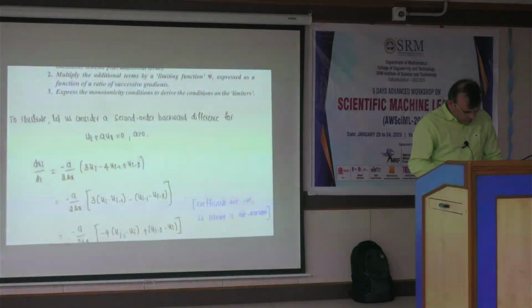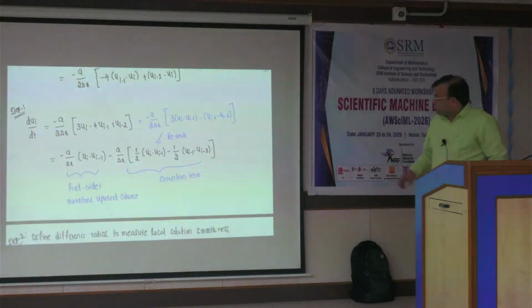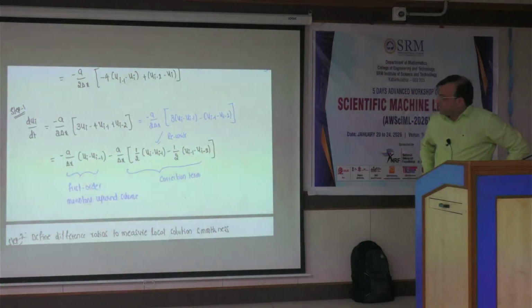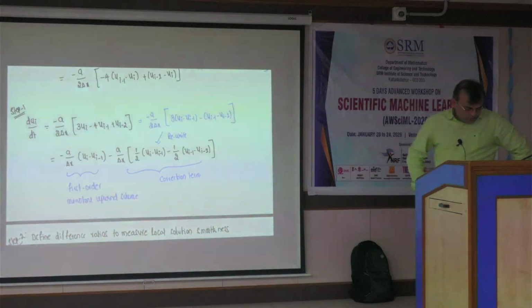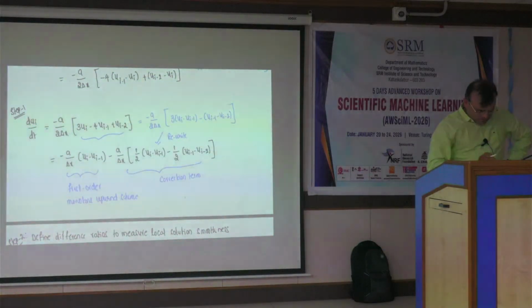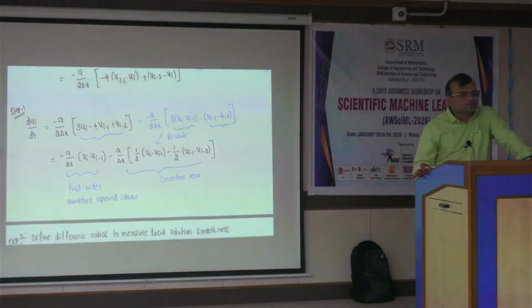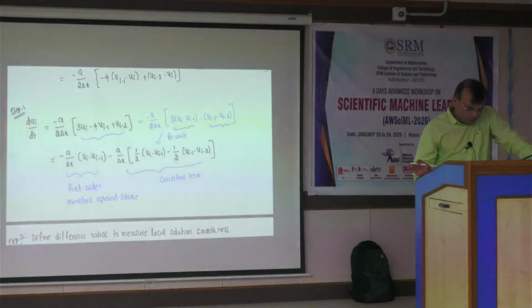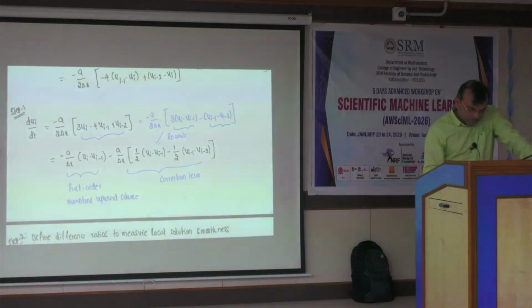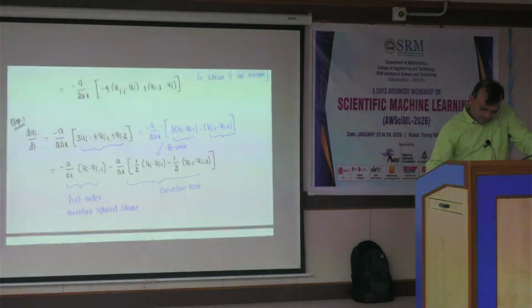Okay, so simplest case, I'll start with this thing. If I start with this, dy by dt is nothing but minus a by 2 delta x, and this term. You take any monotone scheme, you can write it in this way: ui minus 1 minus ui minus 1 into a plus 1.